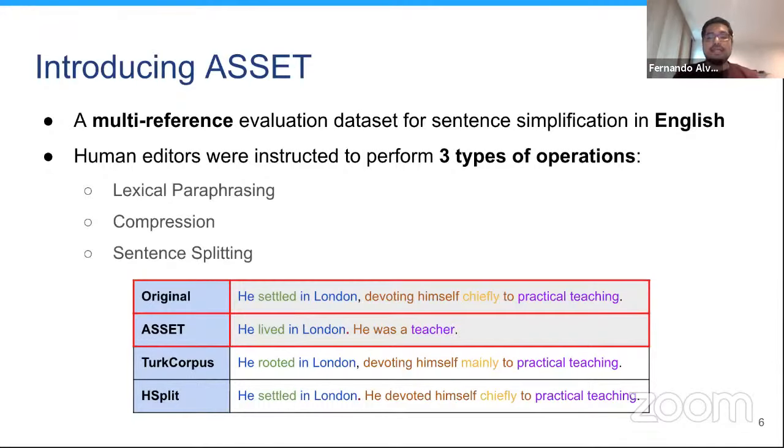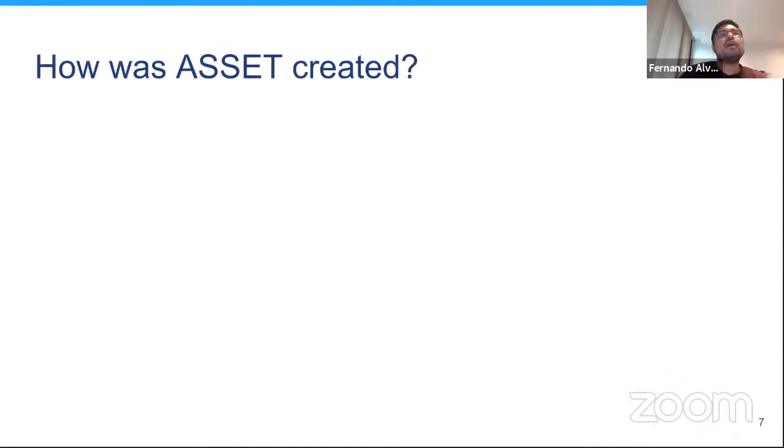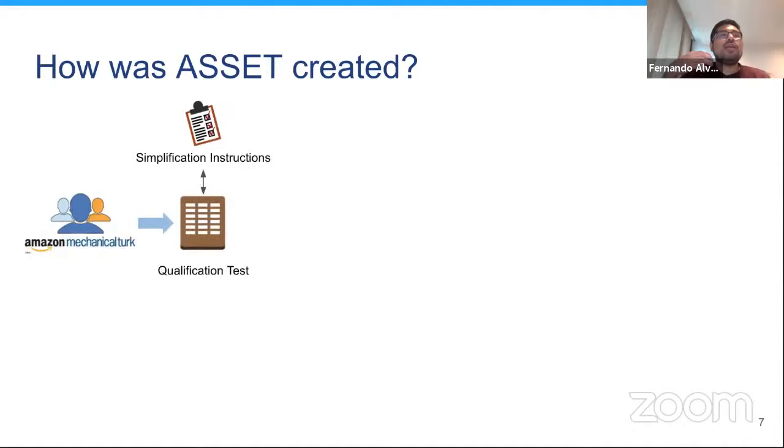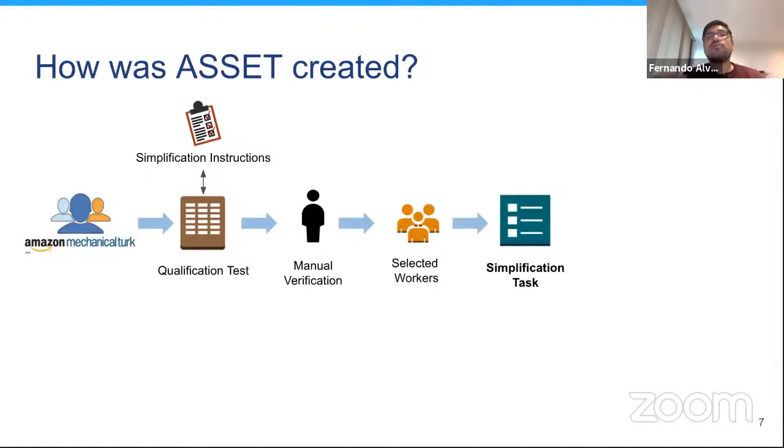How did we collect ASSET? We used the magic of crowdsourcing, and we created a set of simplification instructions based on the instructions of the other data sets and included some of our own because of our particular needs. We performed some qualification tests in order to ensure that we selected workers that understood the instructions, knew how to simplify, and had the right English level. All the submissions to the qualification test were manually verified, and thus only selected workers were allowed to participate in the actual simplification task.